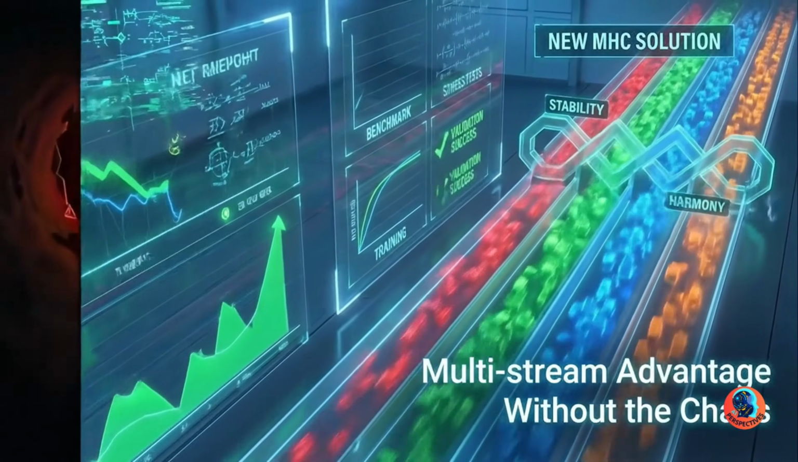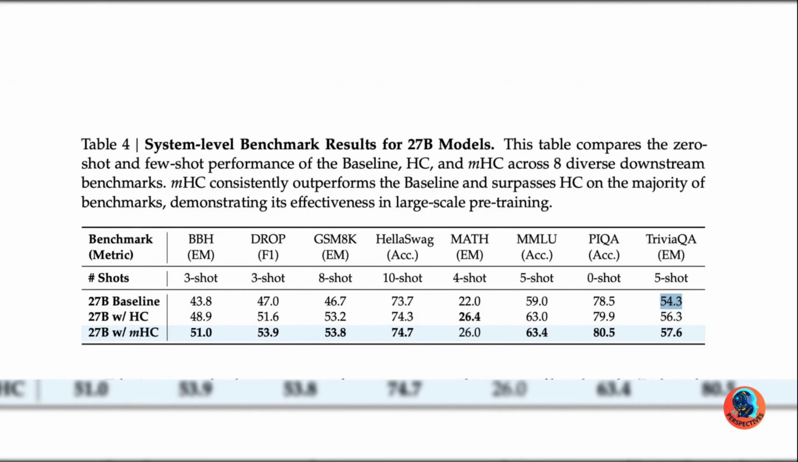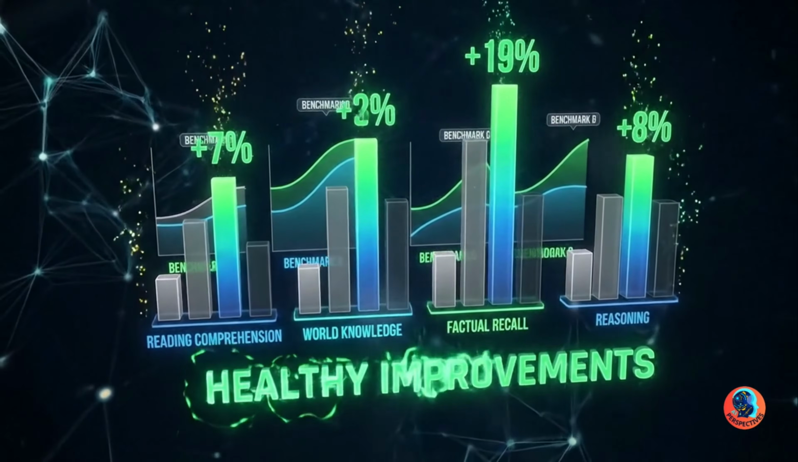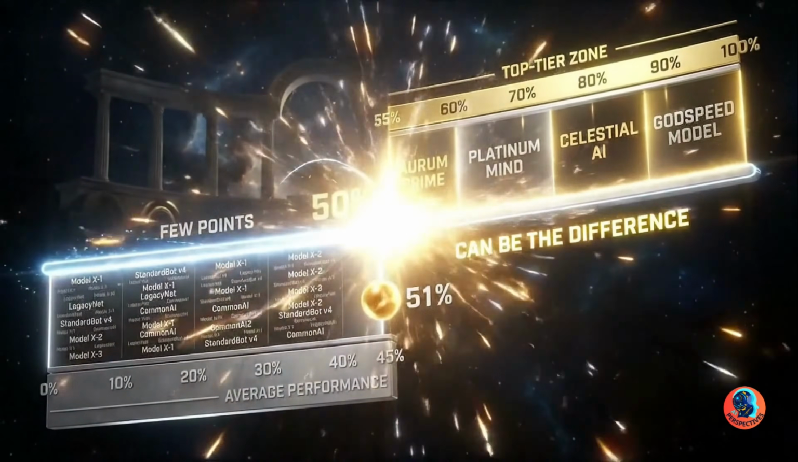They put MHC through real tests. DeepSeek trained language models of 3 billion, 9 billion, and 27 billion parameters using this method and compared them to standard models. The MHC versions consistently came out ahead. For example, on a tough math reasoning benchmark, the 27B model's score jumped from about 47% to 54%. Logical reasoning tests climbed from the mid-40s to around the low 50s. Even general knowledge tasks saw healthy improvements. These aren't tiny gains. In big models, a few points can be the difference between average and top-tier performance.